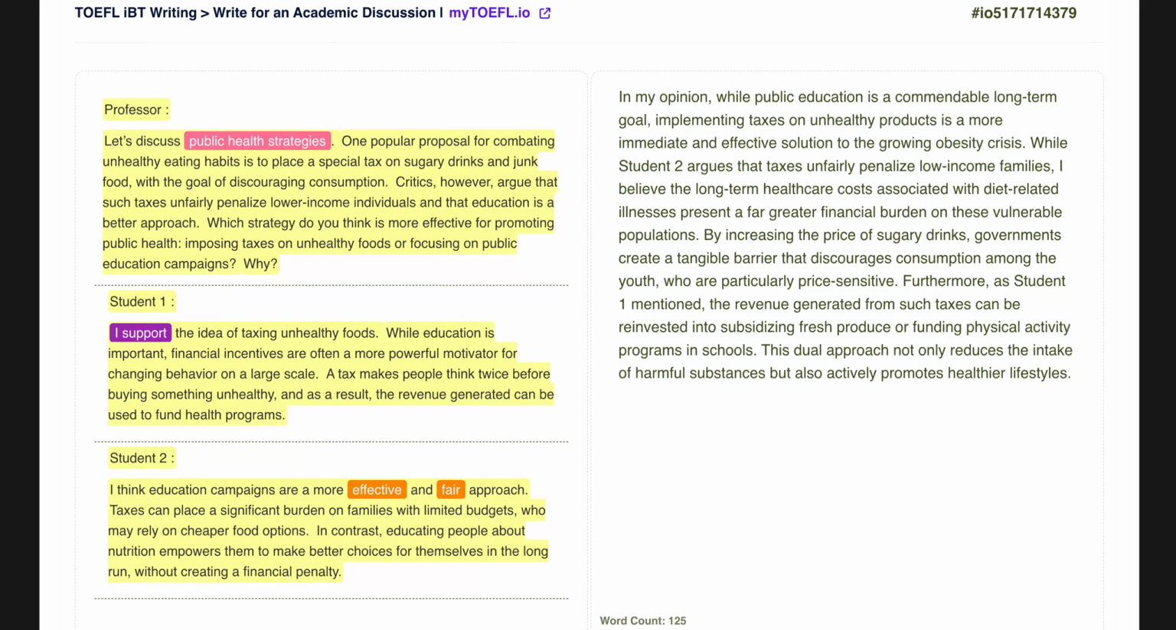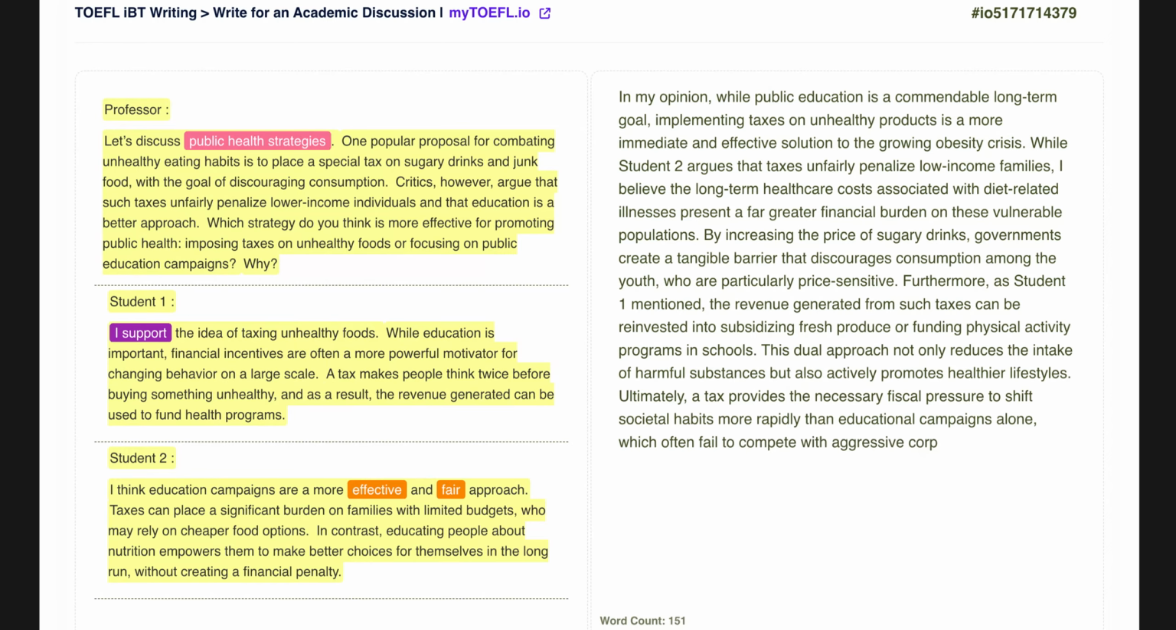Ultimately, a tax provides the necessary fiscal pressure to shift societal habits more rapidly than educational campaigns alone, which often fail to compete with aggressive corporate marketing. We start our conclusion with, ultimately, to wrap up our thoughts. We state that a tax provides the necessary fiscal pressure to achieve a specific goal, to shift societal habits more rapidly than educational campaigns alone. To finish with a punch, we add, which often fail to compete with aggressive corporate marketing. This final clause explains why the other side's proposal might fail, making our own argument look even more realistic and convincing.